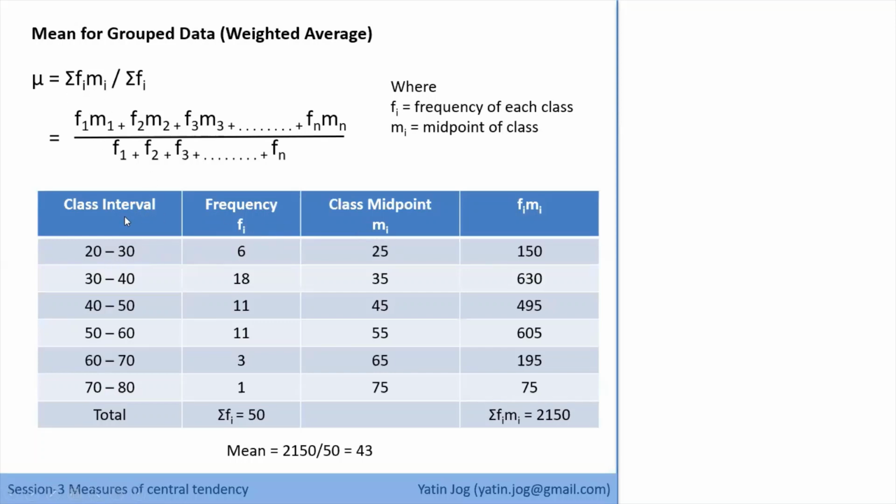So first, once we get the data set, calculate the class midpoint, which is Mi. For 20 to 30, the class midpoint is 25, and so on. Then calculate the Fi Mi product, which gives you the numerator values. The summation of all these Fi Mi is your numerator, 2150, divided by the denominator, the summation of all Fi values, 50. The mean will be 43. So this is how you can calculate the mean for group data. Same thing you can do in Excel also.